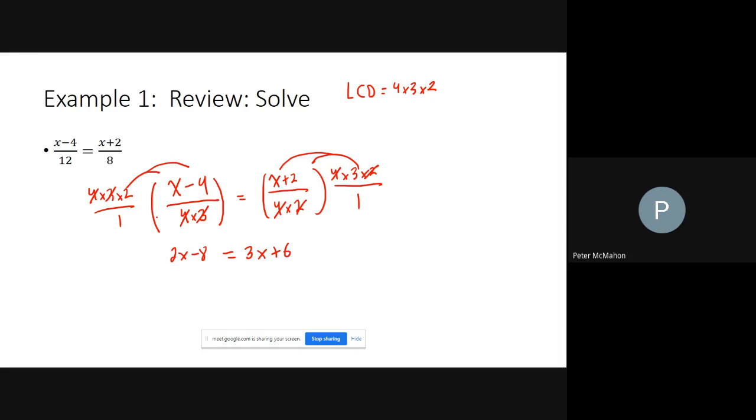So now if I subtract both sides by 2x, I get x. If I subtract both sides by 6, I get negative 14. So x equals negative 14 is going to be the solution to this equation over here.